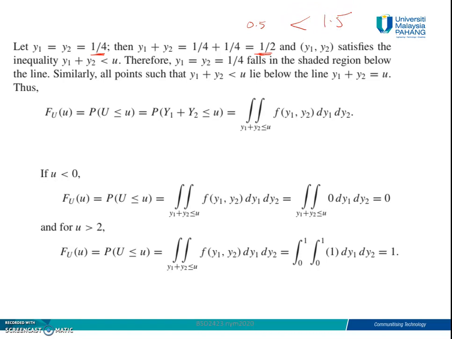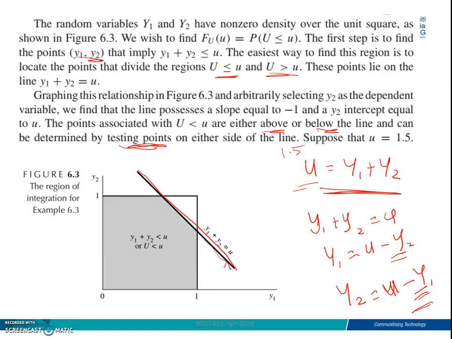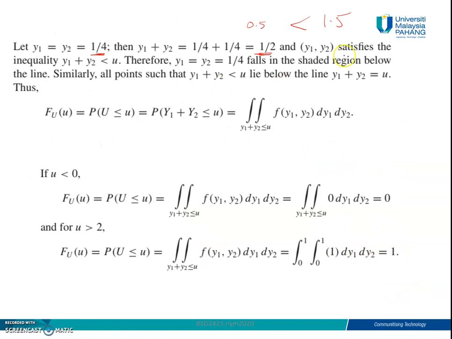So that's why, if you look at the figure, if you have 1/4, 1/4, which is 0.25, it will be here. So it will be below this line. Okay, y1 + y2 is less than u. So y1, y2 satisfy the inequality, what I mentioned just now.